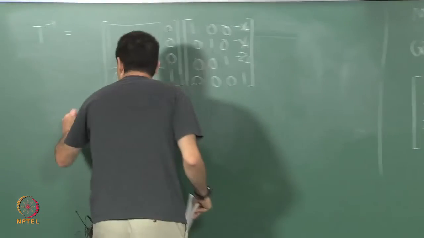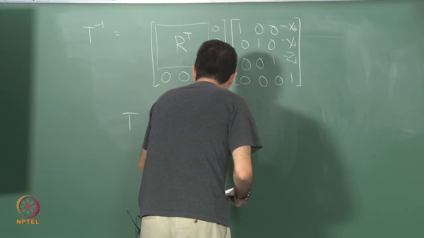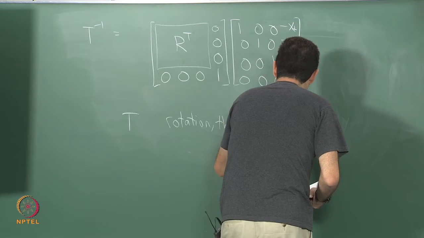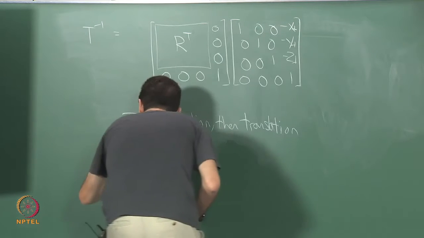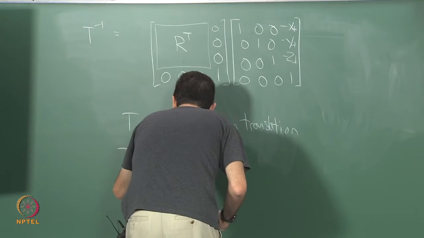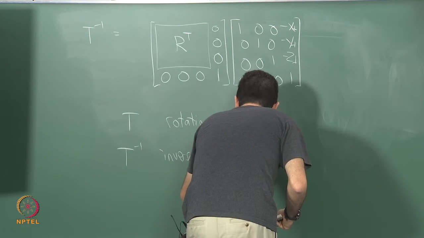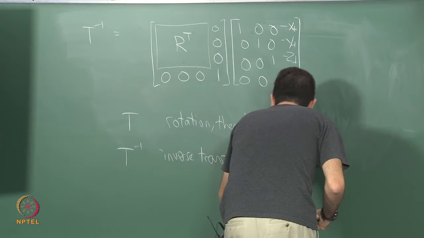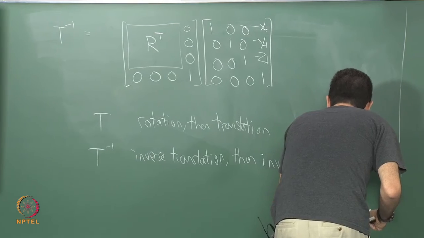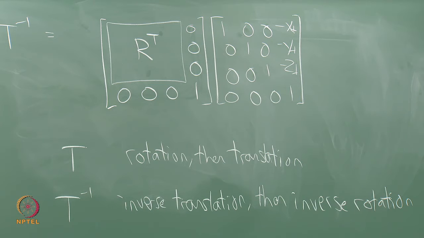So once again, to summarize, T is rotation, then translation when applied to a point, and T inverse is inverse translation, then inverse rotation. Okay? Questions about that?